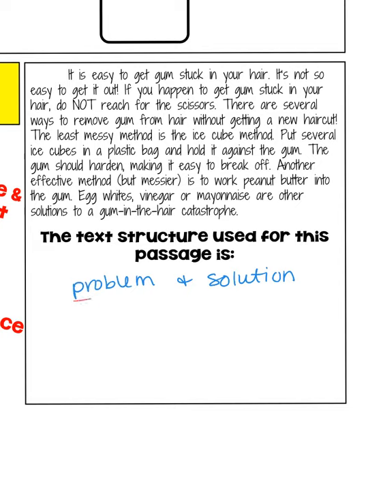We were given a problem of getting gum in your hair. Gum stuck in your hair. We were given the solutions of the ice cube method, peanut butter, egg whites, vinegar, and mayonnaise. So we were presented with an issue and several ways to work around it.